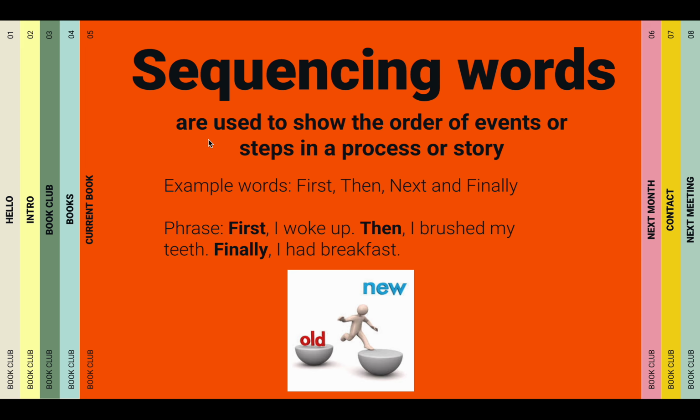Sequencing words. Sequencing words are used to show order of events or steps in a process or story. Example words: first, then, next, and finally. So here's a phrase using these example words. First, I woke up. Then, I brushed my teeth. Finally, I had breakfast. Notice there's a comma at the end of each of these sequencing words, and that's how you use it. There are transition words, but sequencing words are a part of transition words, and we'll get into that in future videos once we get more advanced in our English. So sequencing words ultimately make the story flow.